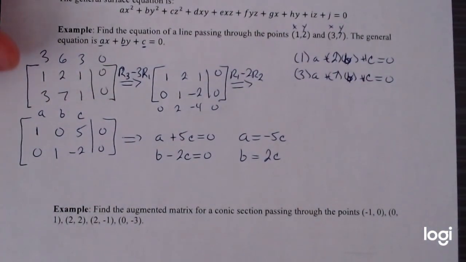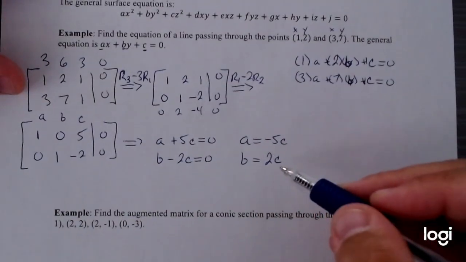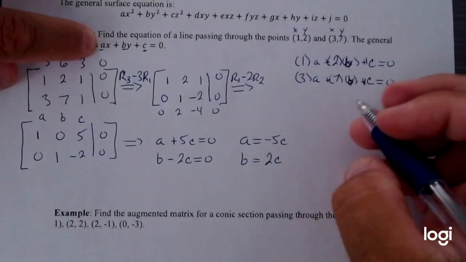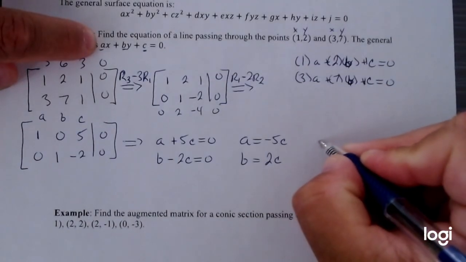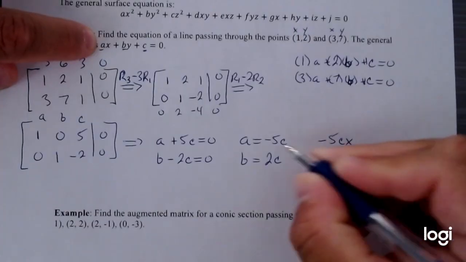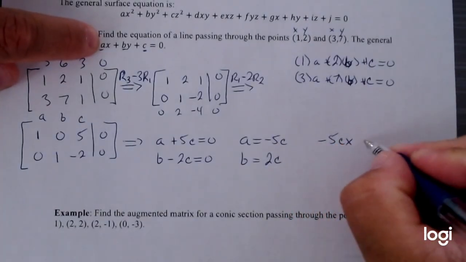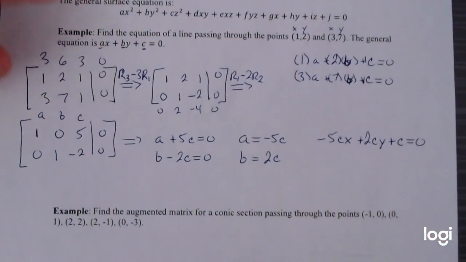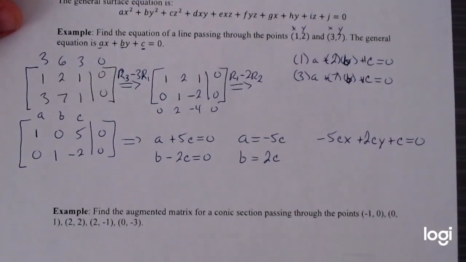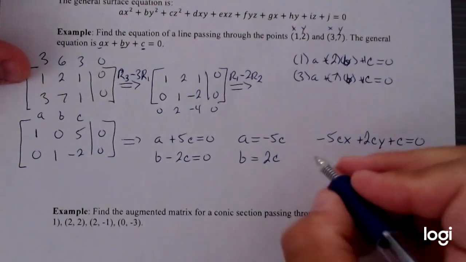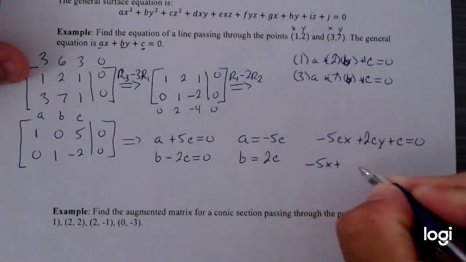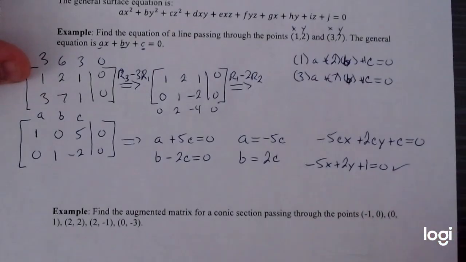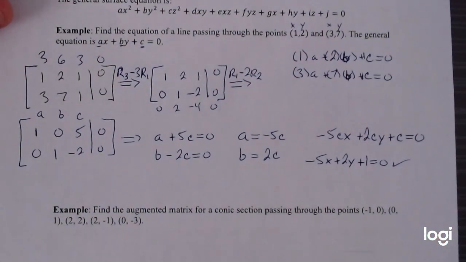Okay. So now if I plug these two back into our equation, so everything is now in terms of c, I'm going to have negative 5cx, right? I'm putting these letters into a, b, and c only, plus 2cy plus c equals 0. Okay. Now notice they all have c in common, so if I just divide it out and get rid of it, we get exactly what we want. And there's our equation of a line.